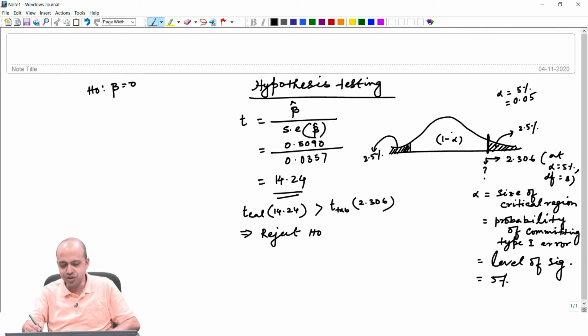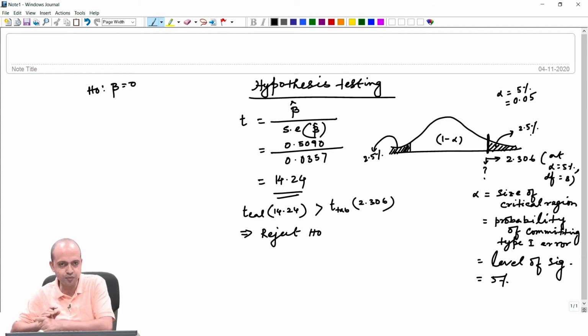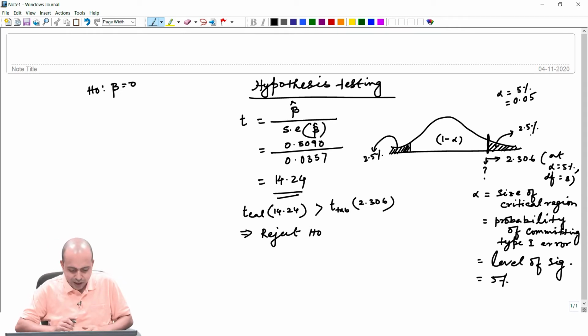So, this area we said is the area of non-rejection and this is the area of rejection, which is called the critical region. Critical region, level of significance and probability of committing type 1 error, all these are related concepts. When I am specifying alpha equals to 5%, that means the probability of committing type 1 error is actually 0.05. That means out of 100 cases, you are committing type 1 error 5 times. Okay. Now, this is what we can learn.